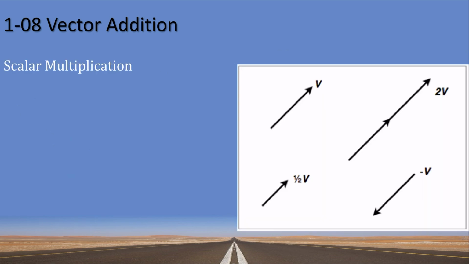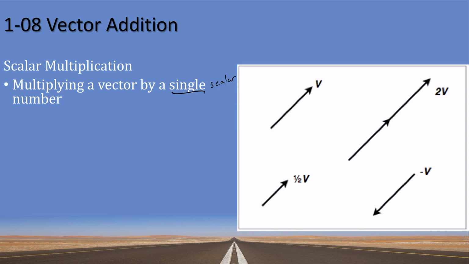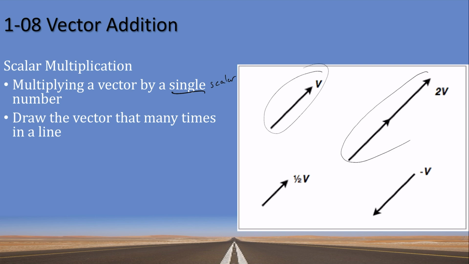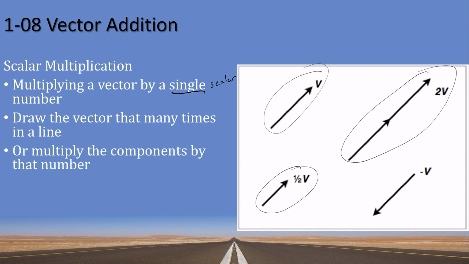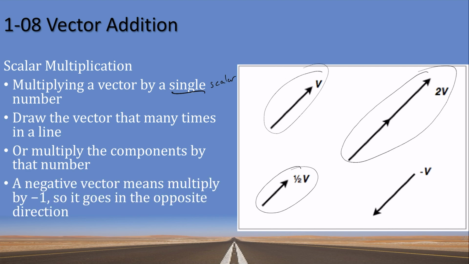Scalar multiplication. When you multiply a vector by a single number, the single number is a scalar. So we draw the vector that many times. So here we have vector v, here we have 2v, so it's just there twice. Or half of v, it's there half as much. It also means you'd multiply the components of that vector by that number. A negative vector means you multiply it by -1, so it goes in the opposite direction.